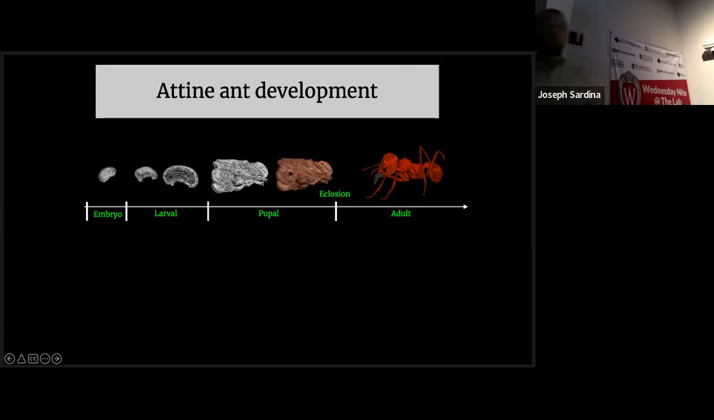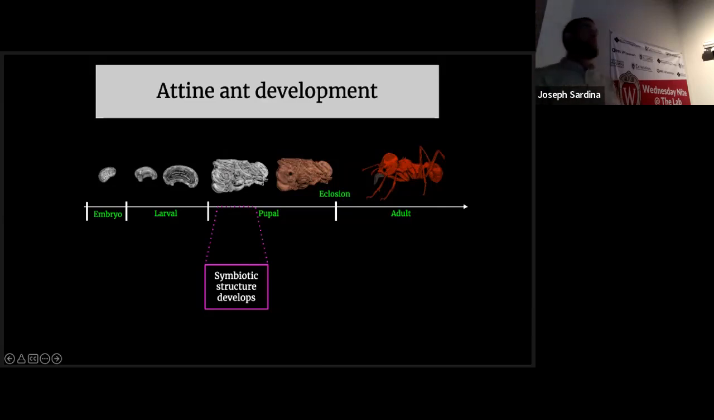But really nothing was known about the development of the symbiotic structure, even when it develops. And so early on, I figured out that it's developing in this early to mid pupal stage. And so I point that out just to say that the developmental assays that I've been working to establish, as well as the images that I'll be showing in the following slides, mostly focus on this early to mid pupal stage.